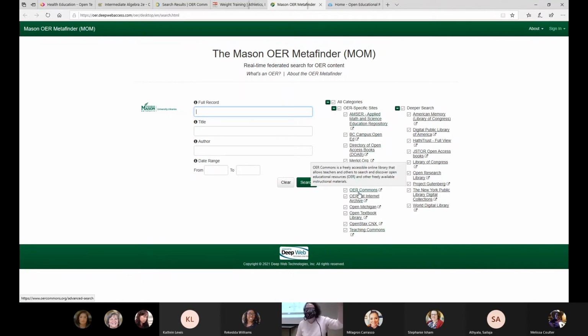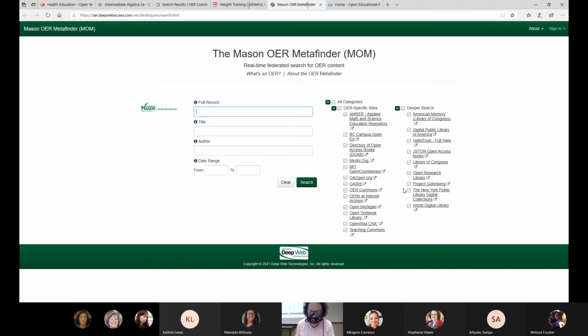I can start eliminating some of them. I can go to MOM, and then I can go to the other databases not listed in MOM. It saves me time. I think part of this is we are all at the beginning of the OER movement, as each group tries to come up with something, and hopefully in the future, probably by the time we all retire, it'll all be easier and in one space to find.